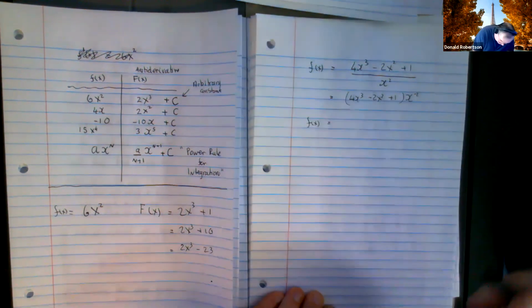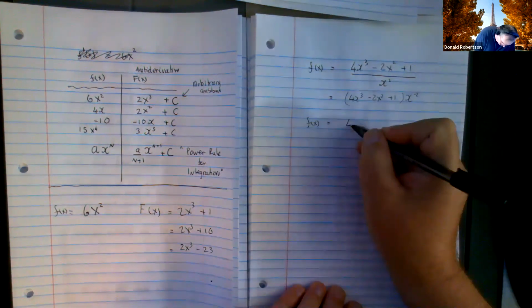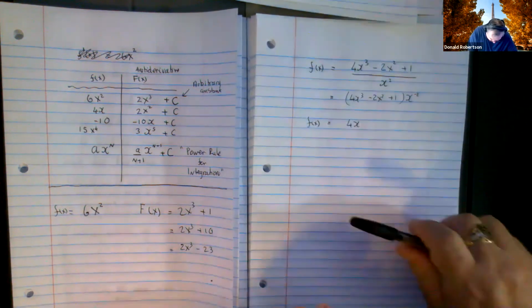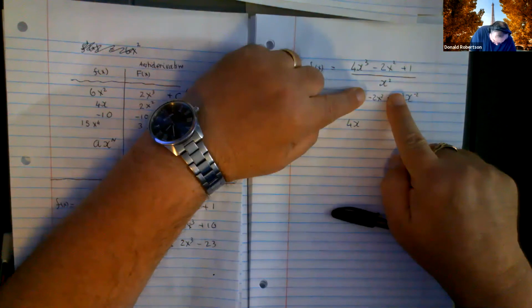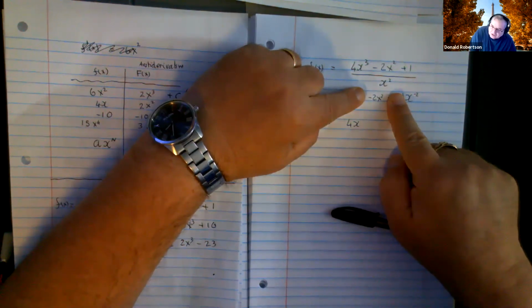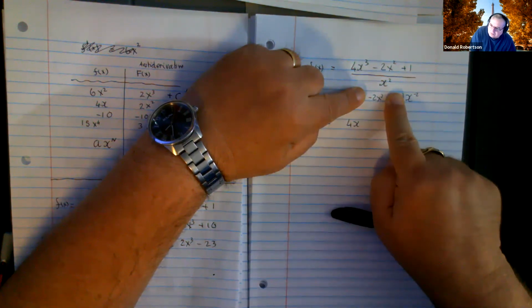strangely enough, or maybe not strangely enough, it works quite well. That's 4x. Okay, the one that might play with your brain a little bit is, what do you get if you take -2x squared and you multiply it by x to the -2? What does that combination become?